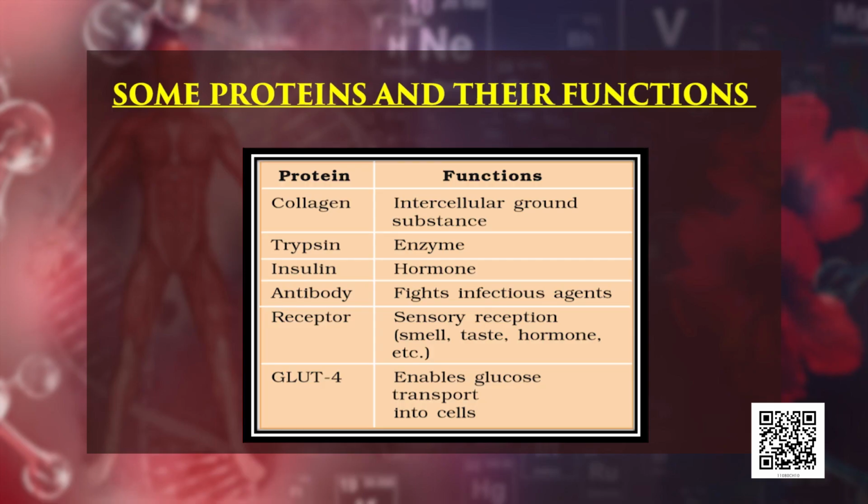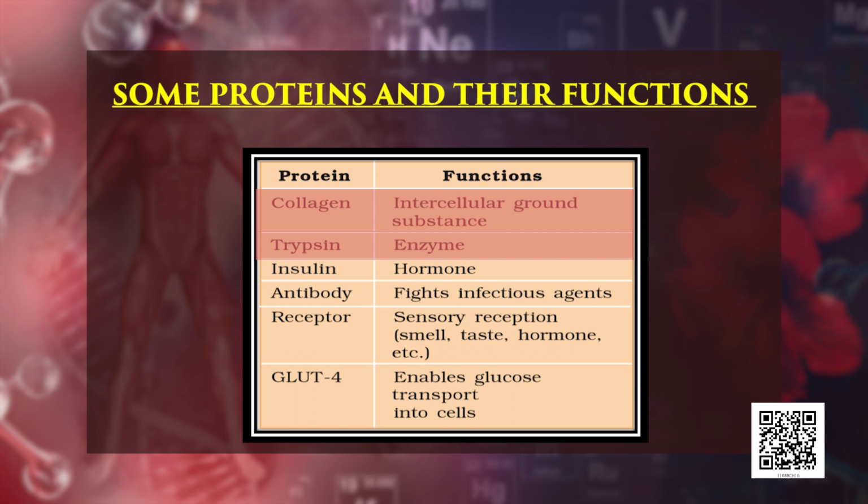We all know that collagen is an intercellular ground substance. It is also the most abundant protein in animal world. It is the major component of connective tissue that keeps our skin wrinkle-free and bones healthy. All enzymes except ribozymes are made up of proteins. Trypsin, an enzyme which helps in the digestion of protein, is itself made up of proteins.